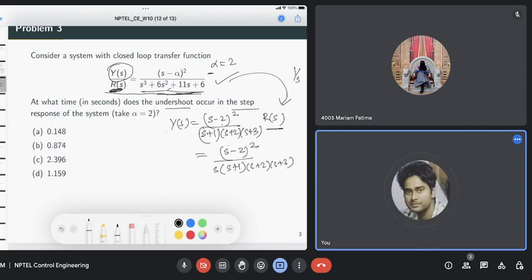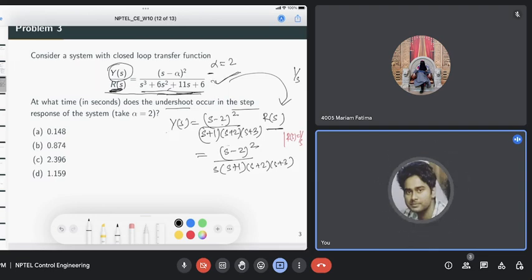Okay, because R(s) equals 1 by s for the unit step, right? So then what we will do, we will just find the inverse Laplace transform. So we will write in the time domain, so we can just find the response of the system that is given for unit step response.